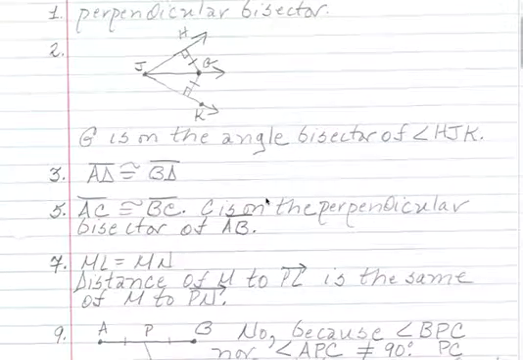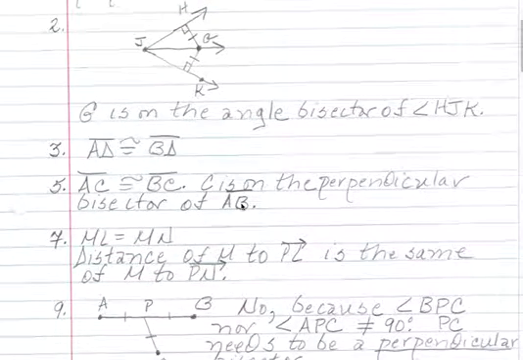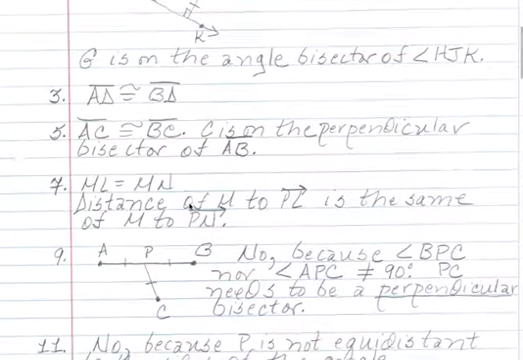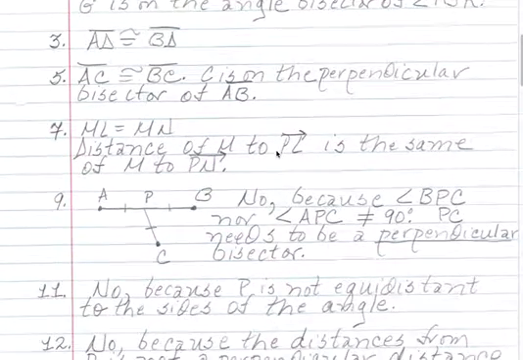All right, number three, what relationship is there between segment AD and BD? Well, it's on the perpendicular bisector, so it's bisecting that segment, so segment AD must be congruent to BD. Number five, it says, what's the relationship between AC and BC? Segment AC and BC. Well, again, since C is on the perpendicular bisector, those will have to be congruent.